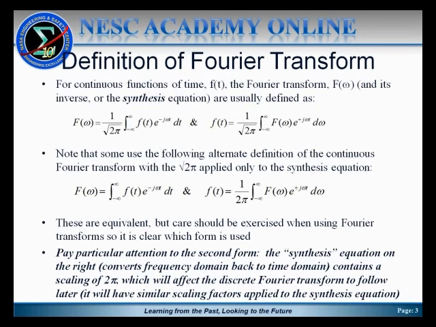So you should be clear which form you're using if you're working with Fourier transforms. And also pay particular attention to the second form shown before, the synthesis equation, which converts from the frequency domain back to the time domain. And as I said, you'll see that it contains a factor of 1 over 2 pi, which is basically a scaling for converting from the frequency domain back to the time domain. It will also affect the discrete Fourier transform that we'll present in a few slides from now.